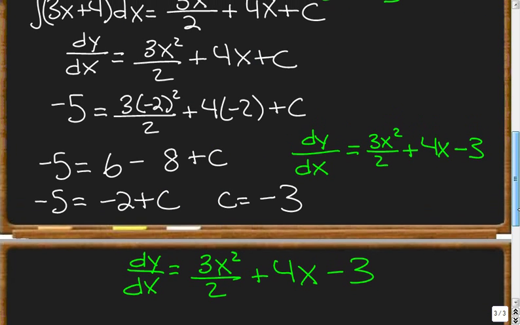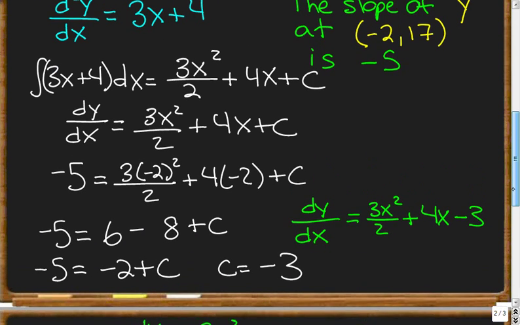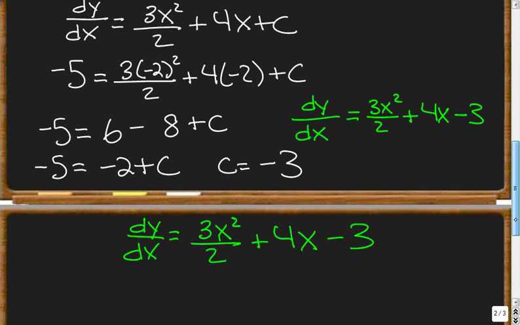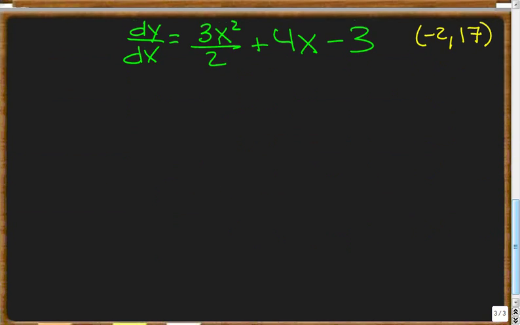Okay, so what we need to do now is combine that with our last piece of information. It says that we have the point (-2, 17). This is talking about our top function. This point exists, and that's our top function. So what we need to do is integrate this. So we integrate 3x squared over 2 plus 4x minus 3.